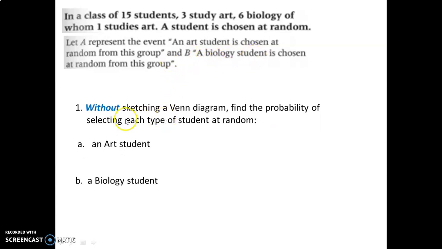Now let's look at this first question. It says without sketching a Venn diagram, because in previous lessons we've made Venn diagrams to represent a lot of what we're talking about, but this one asks you to try without drawing a Venn diagram first. So find the probability of selecting each student. So what's the probability of selecting an art student? Okay, that probability of A, selecting an art student, is 3 out of 15 because we have 3 studying art out of the group of 15.